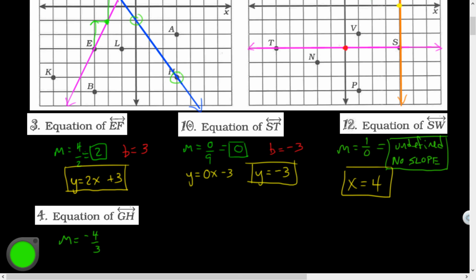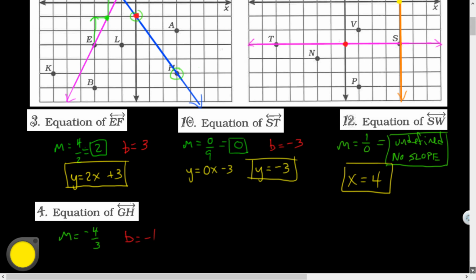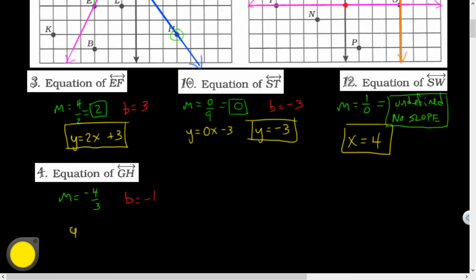The rise was falling, so it's a negative 4, and the run was to the right. What's the y-intercept for this line right here? Negative 1. So my equation that I would write would be y equals negative 4/3 x minus 1. There we go.